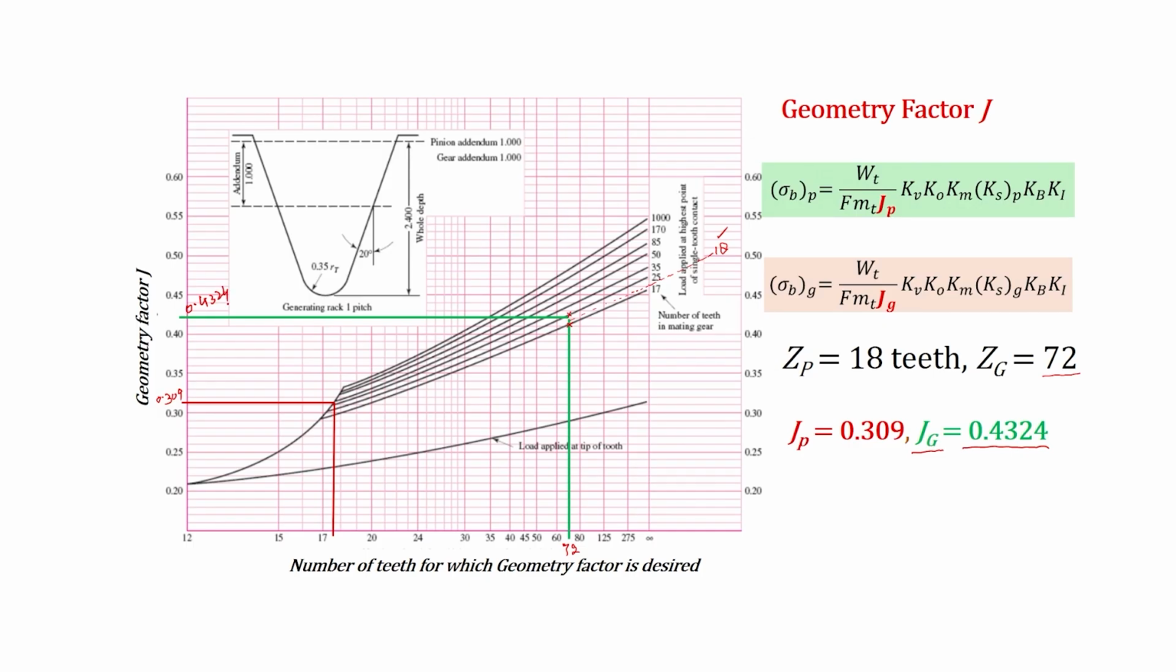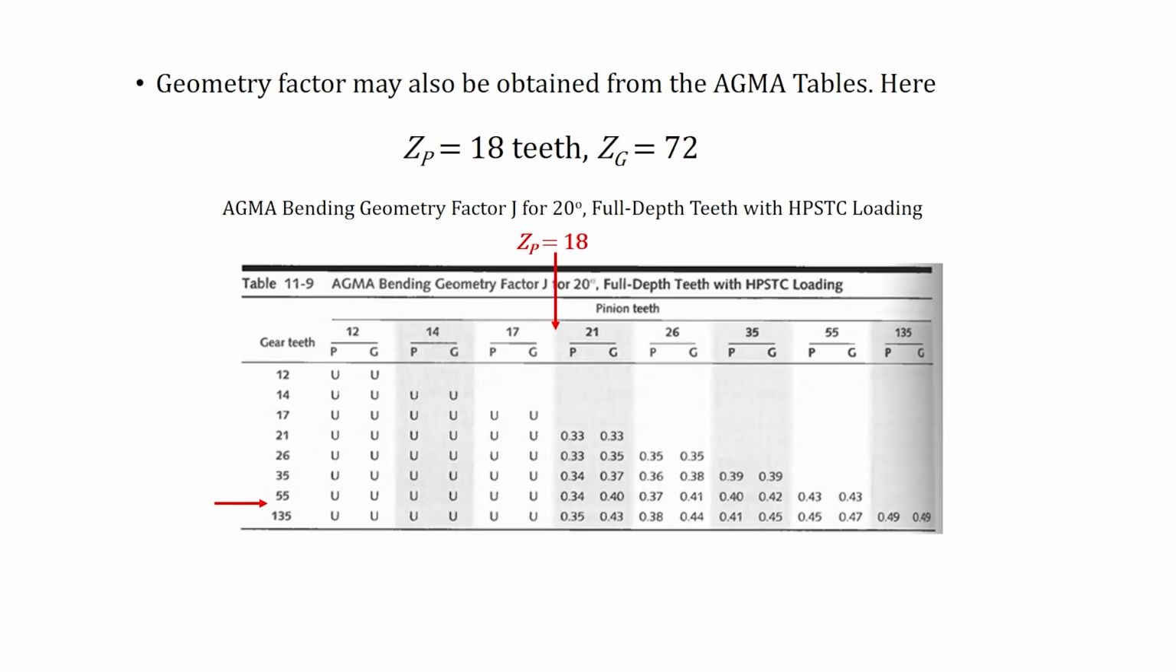It is 0.4324 by interpolation. So, we got the geometry factor of the bending stress equation for the pinion and the gear. Now, this may also be obtained from the AGMA table, where the first row is the number of teeth on the gear. Our case is 72. Again there is no exact value, so it will be interpolated, and the number of teeth on the pinion is 18. Again there is no exact value, so it will be interpolated. For this particular case, the previous method was used. The figure was used to determine the value of JP and JG.